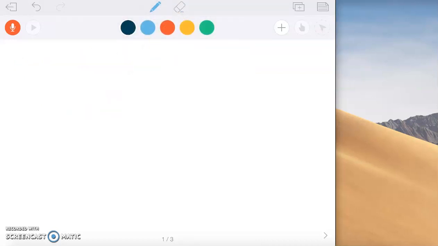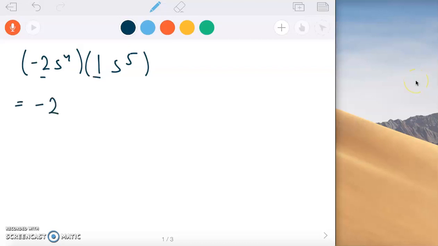This one, negative 2s to the 4th times, now this says 1s to the 5th. You don't need to write that 1. It's just s to the 5th, but they're writing it there just to make sure it's really clear what your coefficient is, right? So we know then that we have negative 2 times 1 is negative 2. And then we have s to the 4th times s to the 5th. Well, s to the 4th times s to the 5th is s to the 4 plus 5, which is s to the 9th. All right?